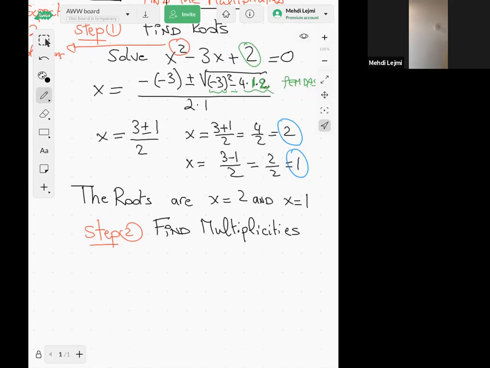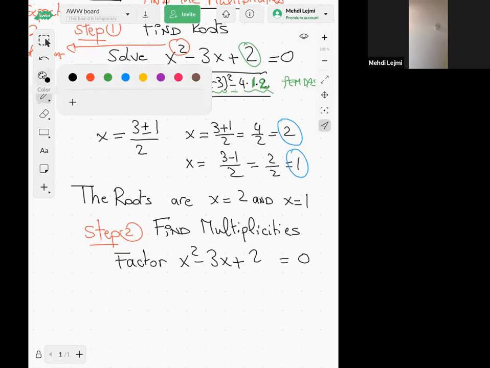Okay. So we have to factor x squared minus 3x plus 2, right? Well, how do we factor x squared minus 3x plus 2? The idea is very simple.